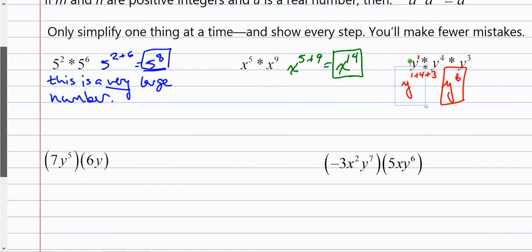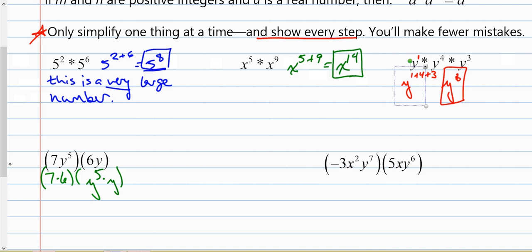Scrolling down just a little bit, things are going to get a little bit more complicated, and that's why I have this hint written here. Only simplify one thing at a time, and show every step. That's this part right here. You'll make fewer mistakes. So when I say only simplify one thing at a time, that might mean that we need to reorder things. So for this case, I'm going to group my numbers together, and then my y's together.